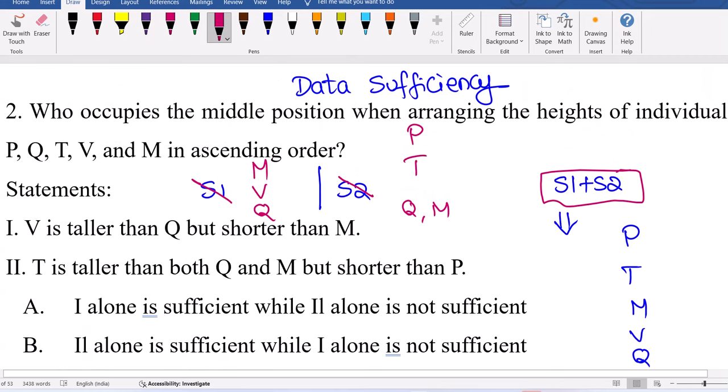Data sufficiency. Which data is required to answer that question? Is one alone sufficient? Is two alone sufficient? Even if one alone is sufficient, don't leave the question. Try two alone as well. Because there is an option called each statement alone is sufficient to answer, we have to definitely try alone. Don't go for together unless alone is not possible.